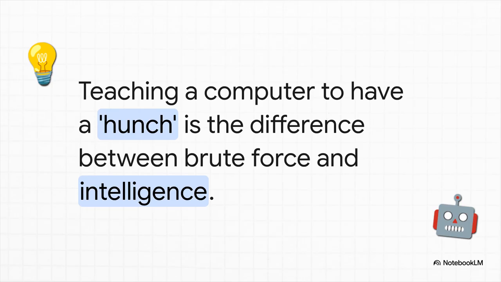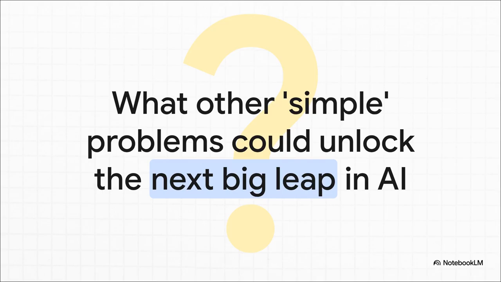Teaching a computer to have a hunch is what makes all this possible. That jump from a blind, brute force method to one guided by an educated guess, that's the difference between exhaustive labor and actual intelligence. And this leaves us with a final, really cool thought. A simple children's puzzle helped us unlock a fundamental principle of artificial intelligence. It really makes you wonder, what other simple problems are hiding out there in plain sight, just waiting to teach us how to build the next generation of truly intelligent machines?